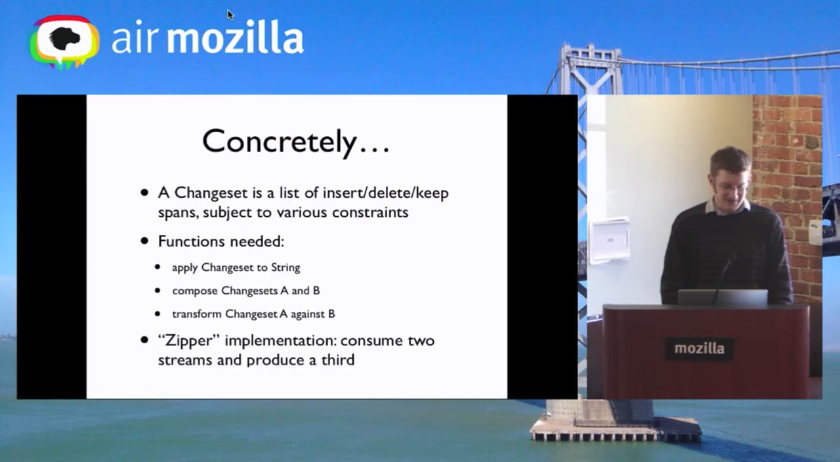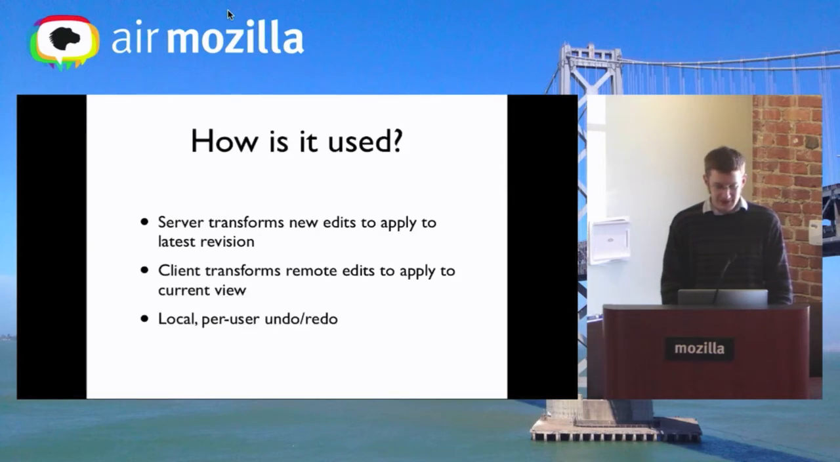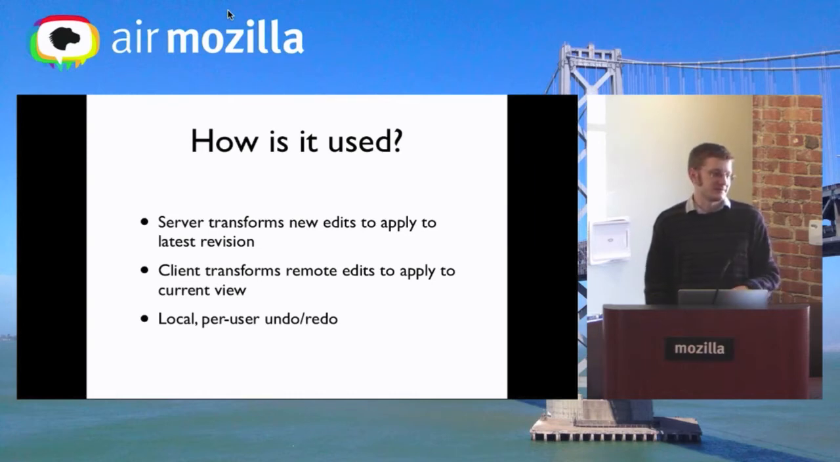So that's the general form that these take. Easysync basically implements these operations on a particular string representation. How is easysync used? In Etherpad, it's used on the server in order to transform edits to apply to the latest revision. So the client can say, make these changes relative to revision 5. And the server says, oh crap, I'm at revision 8, what do I do? And the answer is it takes the intervening change sets that produce revisions 6, 7, and 8, and it transforms the new change set across those.